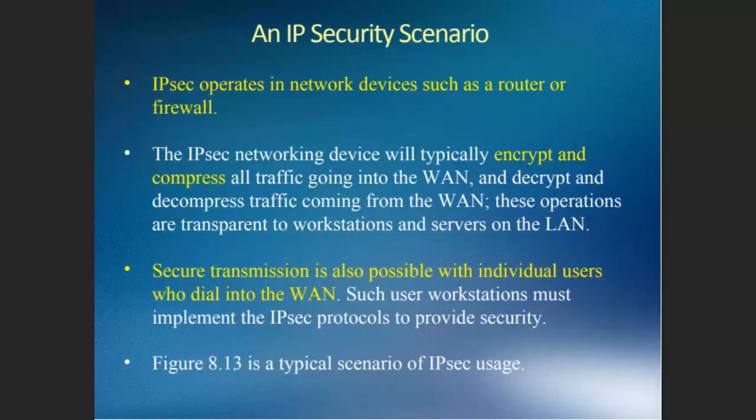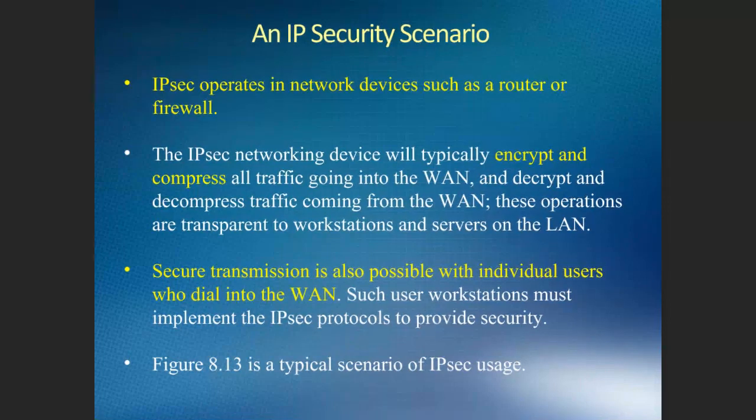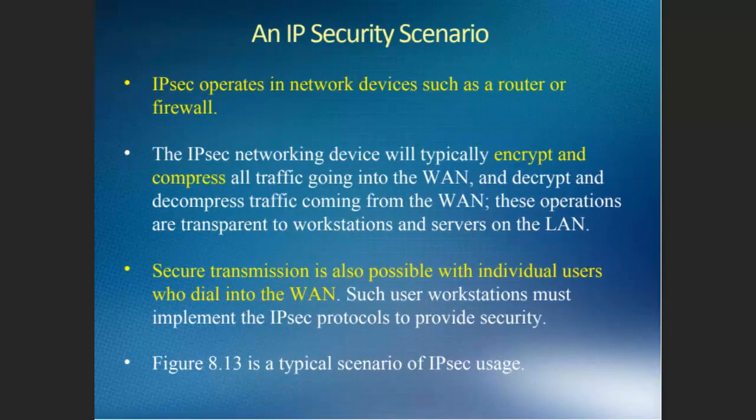IPsec operates in network devices such as a router or firewall. So the IPsec device will encrypt and compress the traffic, and it will decrypt and decompress traffic coming from the WAN. These operations, by the way, will not be felt by the LAN or the user. The user will just send the data. He doesn't know whether this is going through VPN or just normal cable or normal traffic.